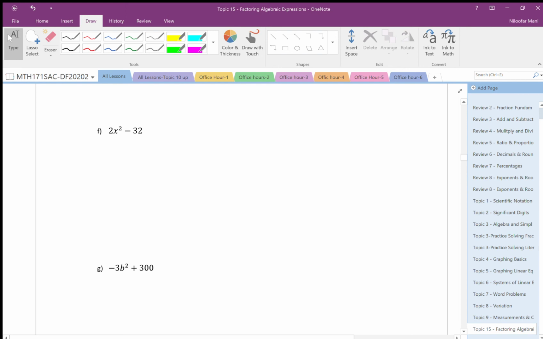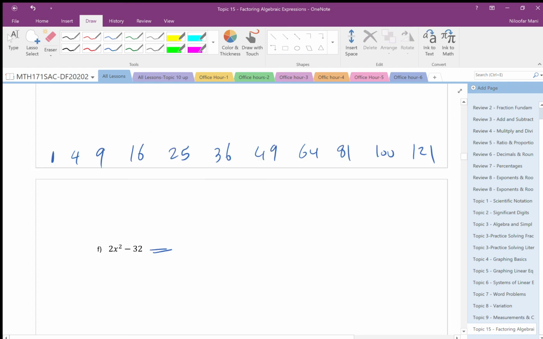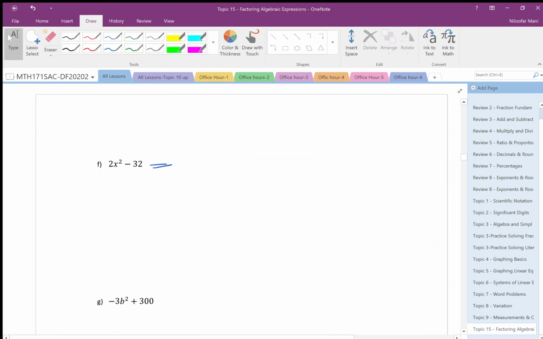Remember, maybe you have to think about common factoring first. When I give you a question in a quiz or test, the first thing you have to check is common factoring. Do I have anything in common? Yes, 2. 2 multiplied by x squared minus 16. And then I can say 2 times x minus 4, sorry, x plus 4.